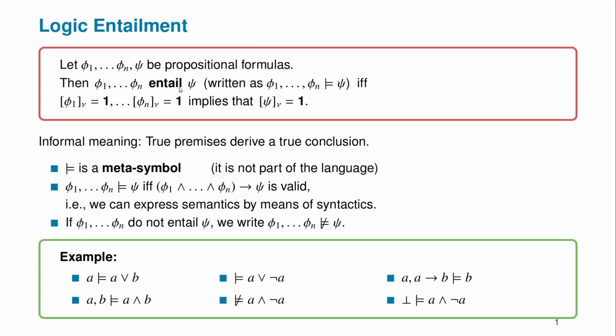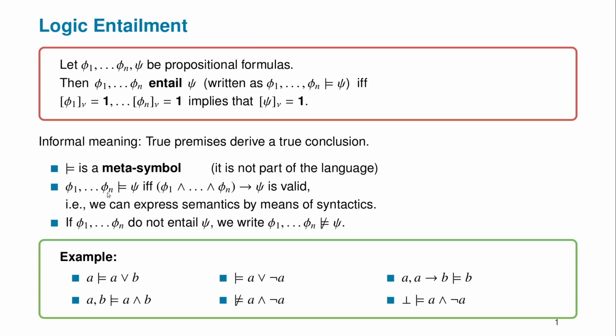And for this entailment relationship, we also have a meta symbol, as we had it, for example, for equivalence. And we write it here with this entailment symbol. On the left-hand side, we have phi 1 to phi n, and on the right-hand side, we have psi. And this entailment relationship is true if this property stated here holds.